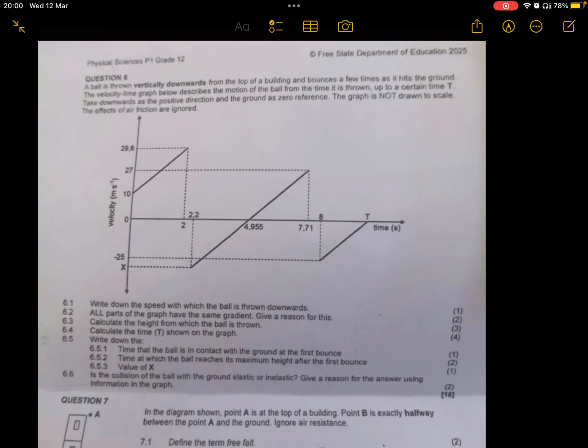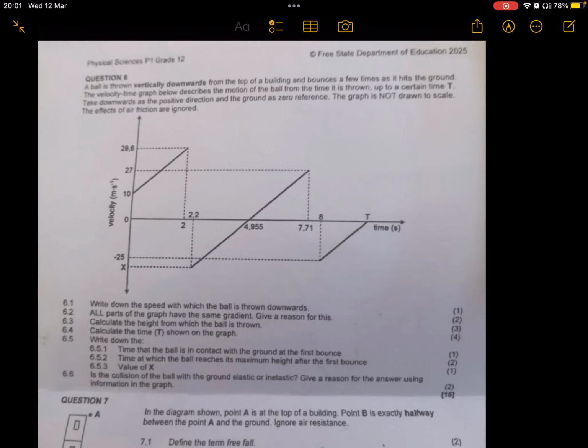So question 6 is from Vertical Projectile Motion, also known as VPM, whereby a ball is thrown vertically downwards from the top of a building and bounces a few times as it hits the ground. The velocity time graph below describes the motion of the ball from the time it is thrown up to a certain time t. Downwards is taken as positive and the ground is used as zero reference. The graph is not drawn to scale, the effects of air friction are ignored.